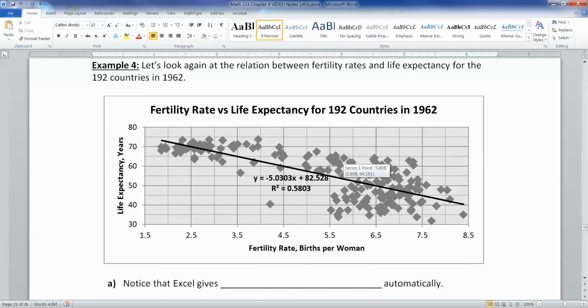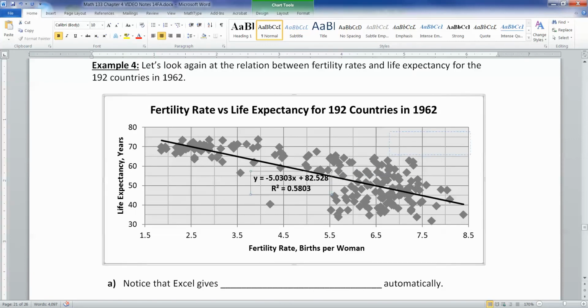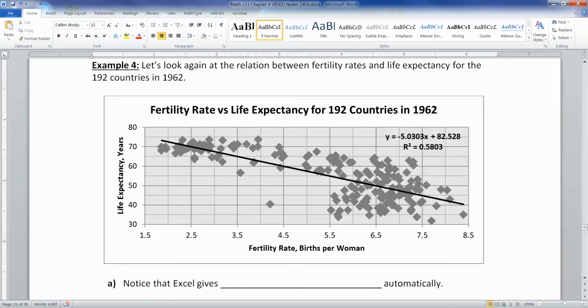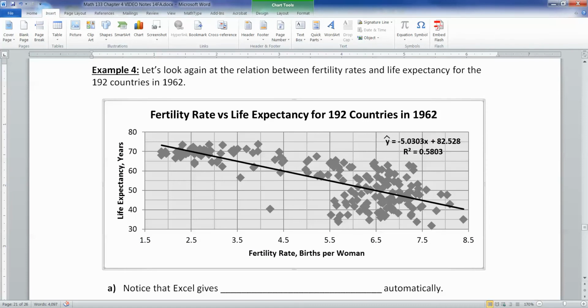What if it was already calculated for us with Excel? You can see here that Excel has done the scatter plot and also given us the regression equation and the r² value. And technically that y should have a little hat on it because it's the approximation. It's not the actual y. The actual y values are all the data points. So y hat is our approximation, which is our equation right here.